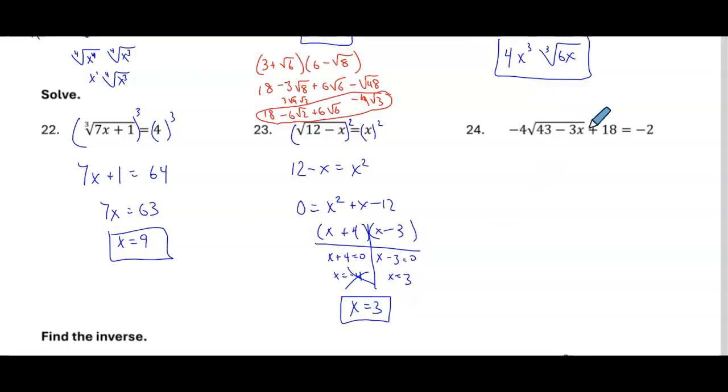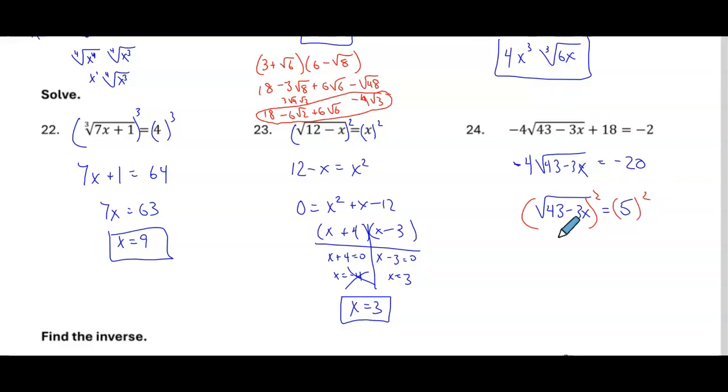Okay, number 24. I have a square root again, but it has to be isolated first before I can do anything with it. So the first step is to move the 18 over. Keep the negative 4 and the root at this point. Subtracting 18 gives me negative 20. Now I'll divide the negative 4, so I have root 43 minus 3x divides by negative 4, so that's positive 5. Now I'm ready to square both sides.